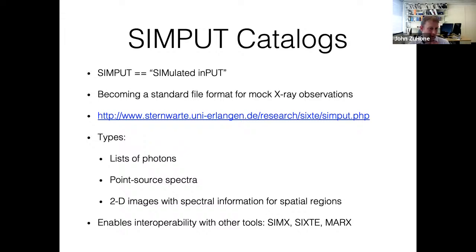Basically you can have three different catalog types where you just have lists of photons, RA, DEC, and energy. Or you can just say, I have a point source at a particular place with this particular spectrum. Or you can have 2D images where you have different spatial regions with different spectra. The image defines essentially a flux as a function of space. And as I already mentioned, the SIMPUT catalog enables interoperability with other tools which can read these catalogs and use them to produce X-ray observations.